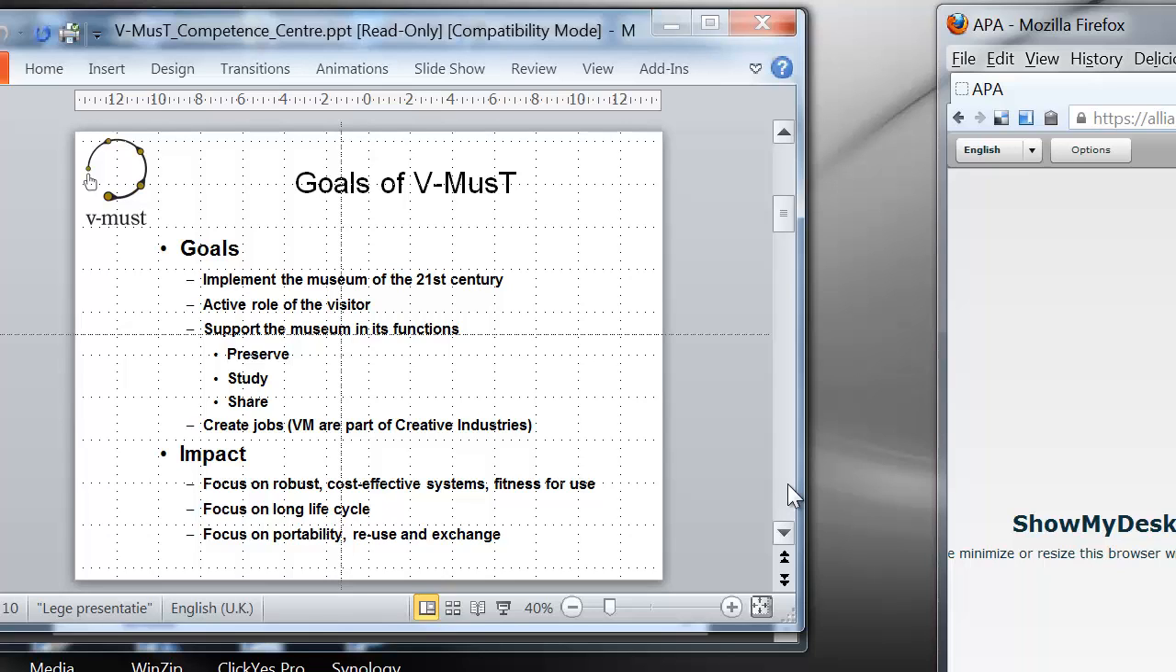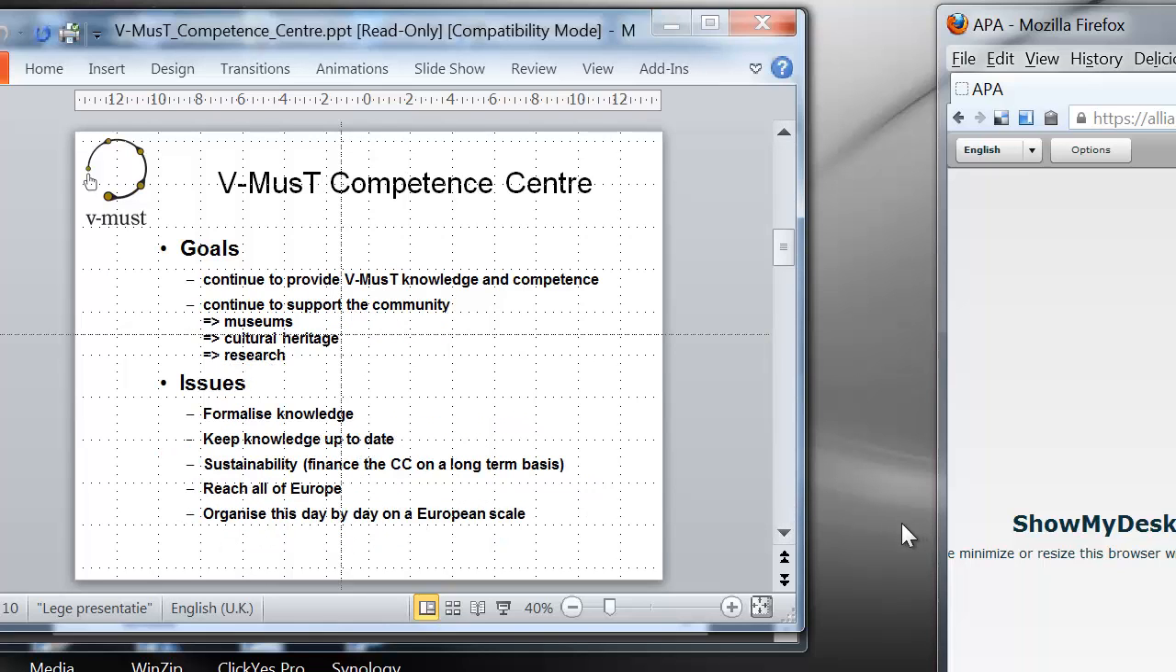On the other hand, if we make something with a much longer life cycle, we also can talk about portability. Can I have an installation, an exhibition in my museum also installed in your museum as a temporary exhibition? Can I reuse part of it in other exhibitions, or can I reuse assets of it in other exhibitions, or can I exchange between museums, and so on? So these kind of questions are really very important in what we're trying to do.